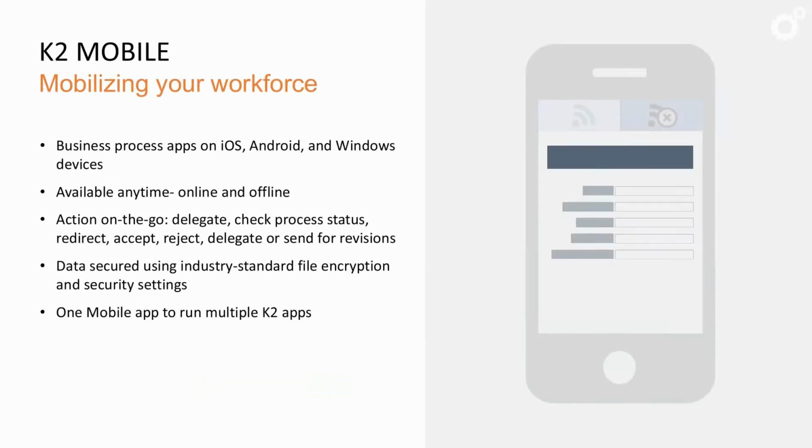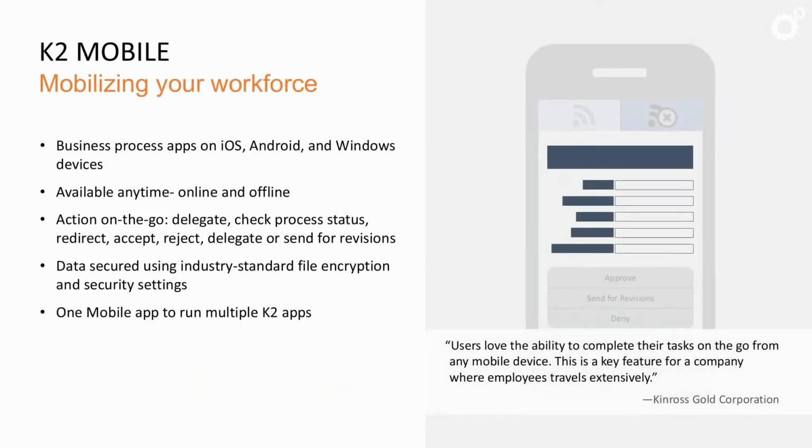And one last slide on K2 Mobile, which enables you to use native apps on iOS, Android, and Windows devices, online and offline, where you can manage all your tasks, delegate them, check the status, redirect, and also approve, reject, rework them on your mobile device, open your forms there, and even create new process instances on the fly. And with this last slide, I will hand over to Thomas.